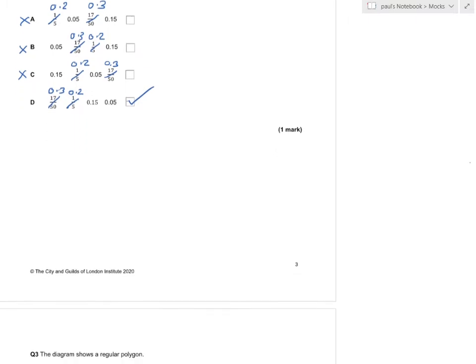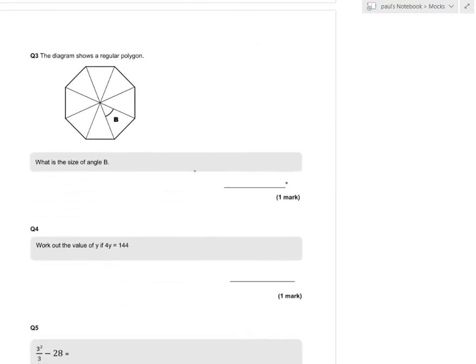Oh, tricky question. A diagram shows a regular polygon. What's the size of angle B? So 360 degrees is all the way around, and 1, 2, 3, 4, 5, 6, 7, 8. 360 divided by 8. So 8 fours are 32 with 4 over, and 5. So the answer is 45.